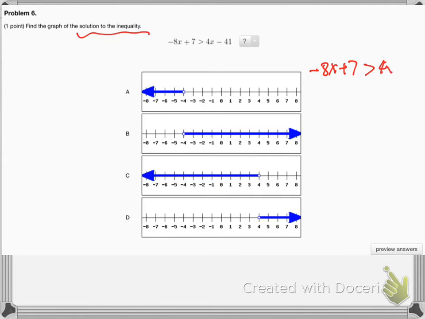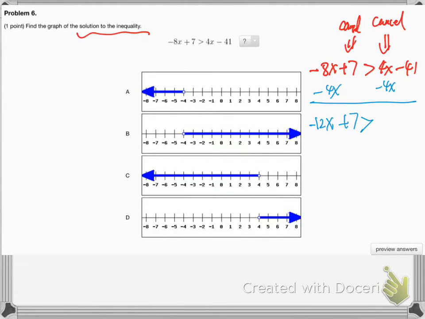It's almost the same as the steps in the linear equation, right? So we cancel the x term on the right and cancel the numbers on the left. So let's cancel 4x by negative 4x. We have the same sign in the middle. So this is negative 12x plus 7.